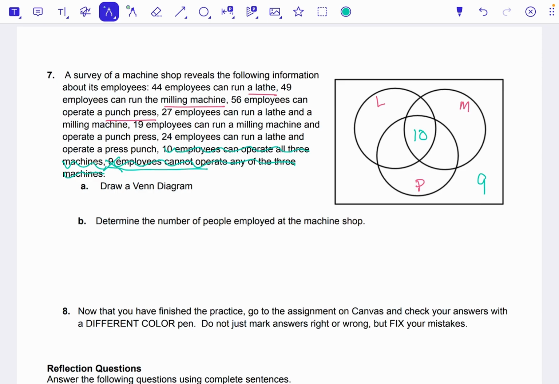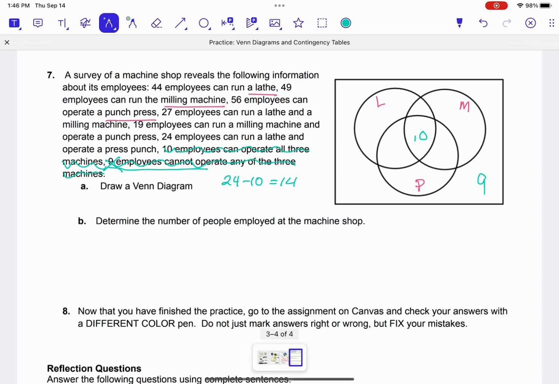24 employees can run a lathe and operate a punch press. So that's going to be this middle shared area. And we already have 10 in the middle. And if there's a total of 24, 24 minus 10 would get me 14 in that leftover space there. So I'm going to fill in a 14 here. And we've dealt with those 24 who can do both.